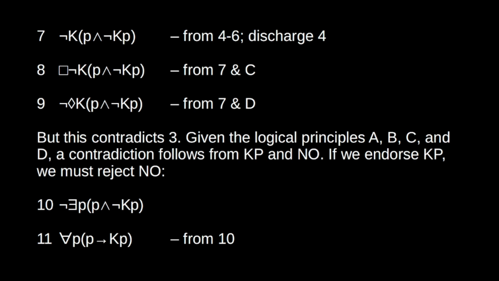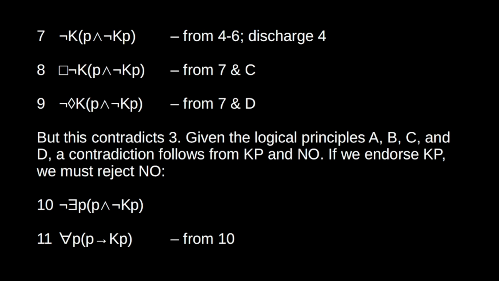So we reject the assumption at line 4, and this gives us line 7: it is not known that P and it is not known that P. Now apply principle C. Principle C says that if P is a logical theorem, then P is necessarily true. We've shown that line 7 can be proven because the contrary claim entails a contradiction. So it's necessarily the case that it is not known that P and it is not known that P. And from this, we can apply principle D. From the claim that it is necessarily not the case, we get it is not possibly the case. So it is not possible to know the conjunction P and it is not known that P.